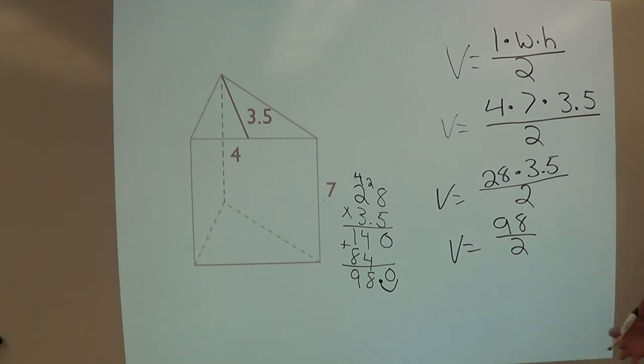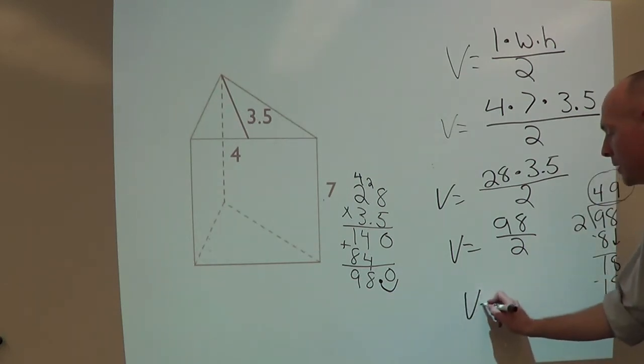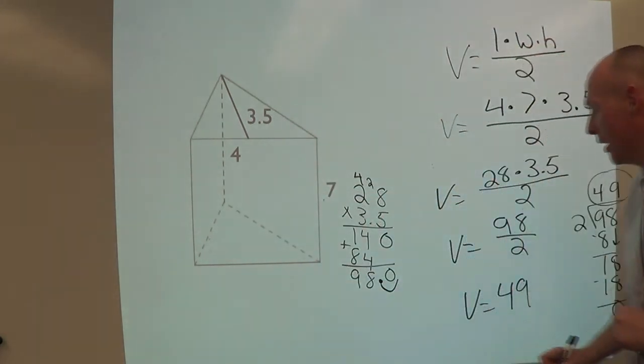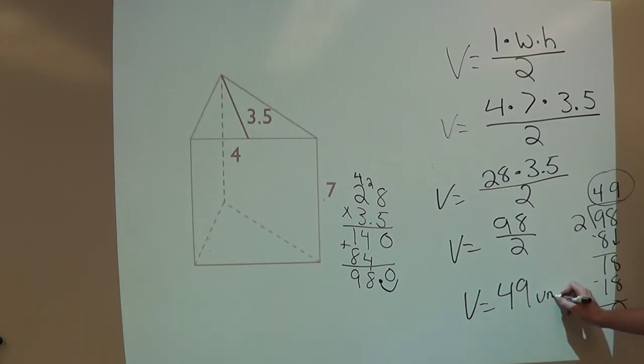98 divided by 2, I'm going to do the work off to the side. 2 goes into 9 4 times. 4 times 2 is 8. Subtract, we are left with 1. We drop down the 8. 2 goes into 18 9 times. 2 times 9 is 18. Subtract, and we are at 0. Perfect. My answer is 49. Volume equals 49. I don't have any units, so I'm just going to call it 49 cubic units. Perfect, because remember we're doing units 3 times.